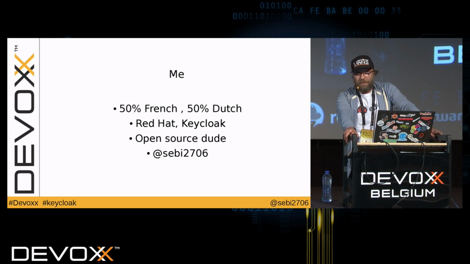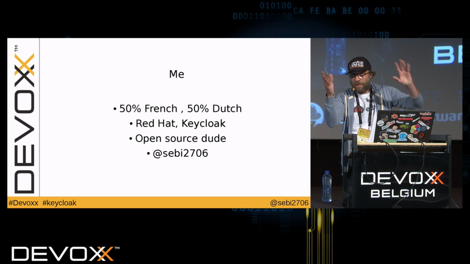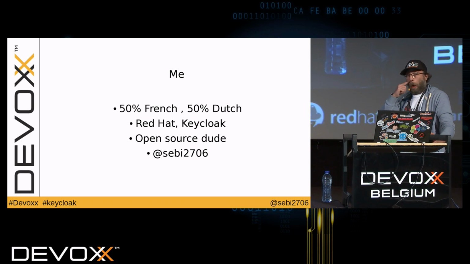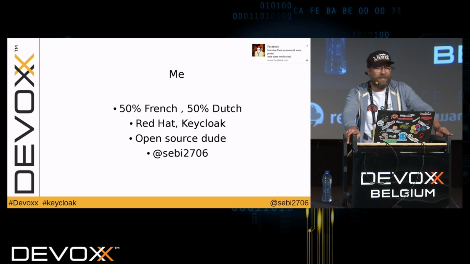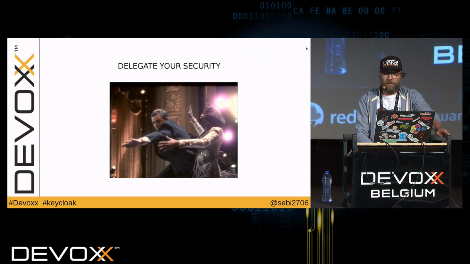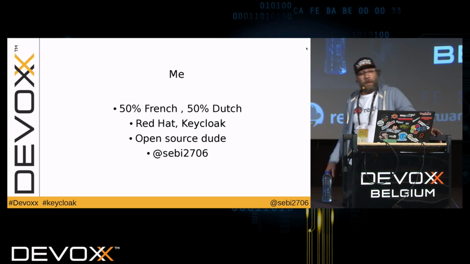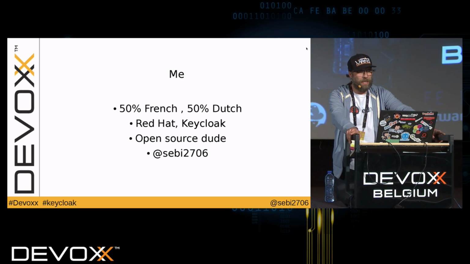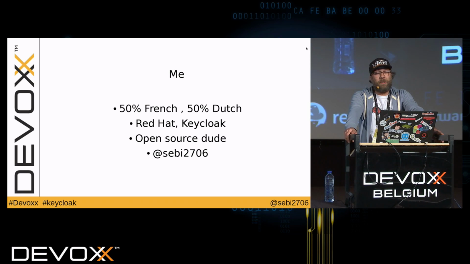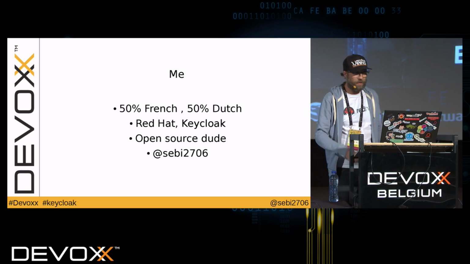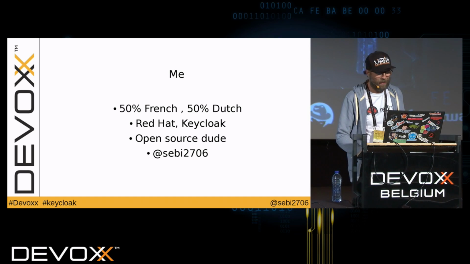Just a few words about myself. So I'm Sebastien Blanc. I'm half French, half Dutch, which makes me a bit a Belgian guy, but not really. I work for Red Hat, and I got my notification. Whoa, sorry. I work on the KeyCloak project. Before that, I was working on the mobile project of Red Hat. I love open source. And if you want to follow my trolls on Twitter, that's my Twitter handle.